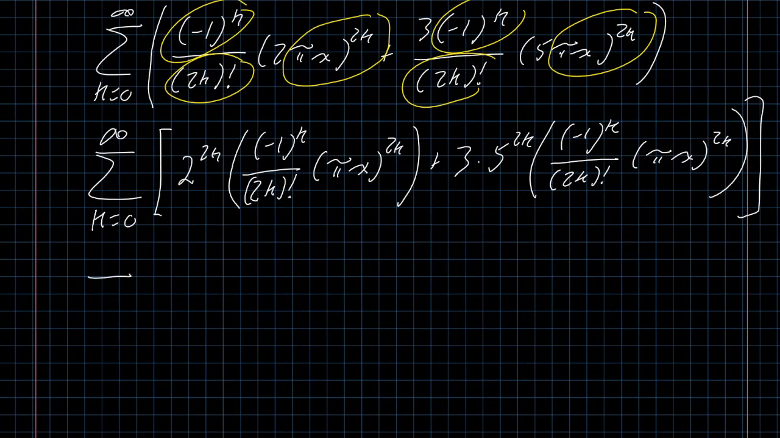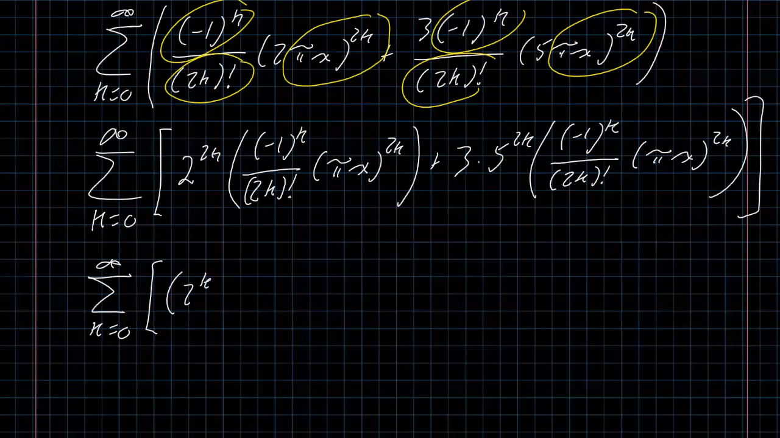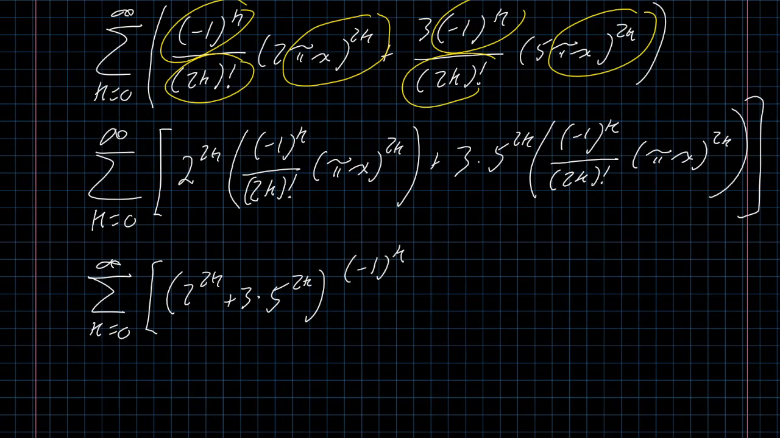This is going to be the sum, k goes from 0 to infinity, of 2 raised to the 2k power plus 3 times 5 raised to the 2k power, multiplied by negative 1 to the k over 2k factorial times pi x to the 2k power. And if we can bring that all into one term like that, then we have greatly simplified what we're working on, and we can make our lives easier moving forward.